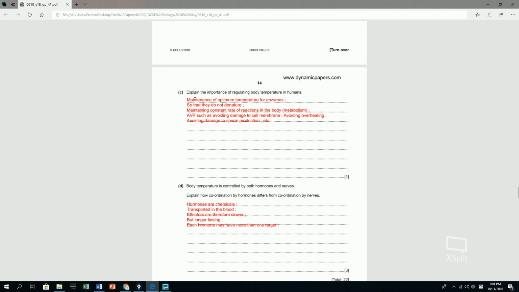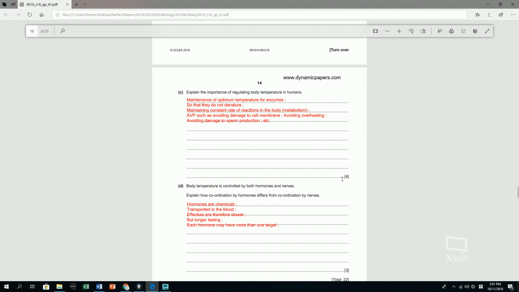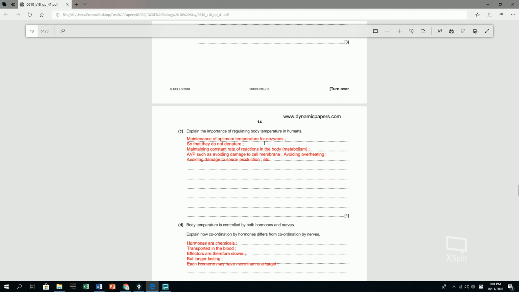So, explain the importance of regulating body temperature. You could have a variety of points here that you could use to get the full marks. Of course, the maintenance of an optimum temperature for enzymes to work at is important so that they do not denature, because high temperatures will destroy the enzymes. Maintaining constant rates of reactions throughout the body, in terms of normal metabolism, is also quite important, along with other valid points like avoiding damage to cell membranes, or even avoiding damage to sperm production.